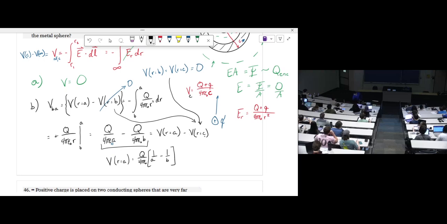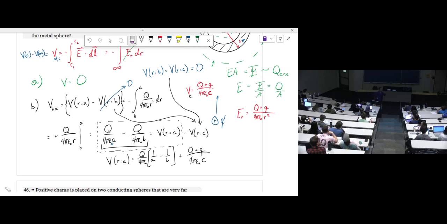Then we would have to add V at R equals C across, so that would be plus Q over 4 pi epsilon naught times C. That would be the correct way to think about it. But since this is all 0 right here, V sub C, our correct answer doesn't have that additional term on the end. It's just got that right there that's in the dashed lines. Okay?